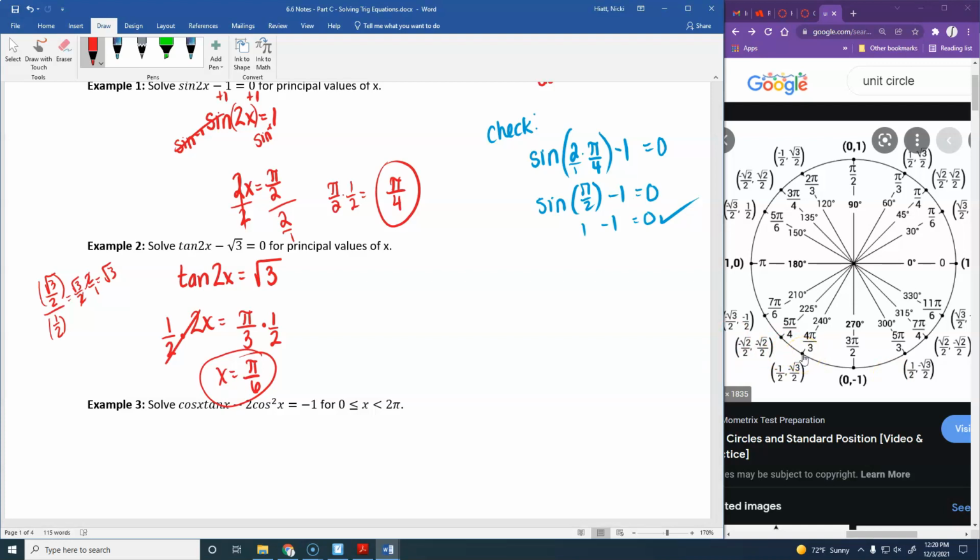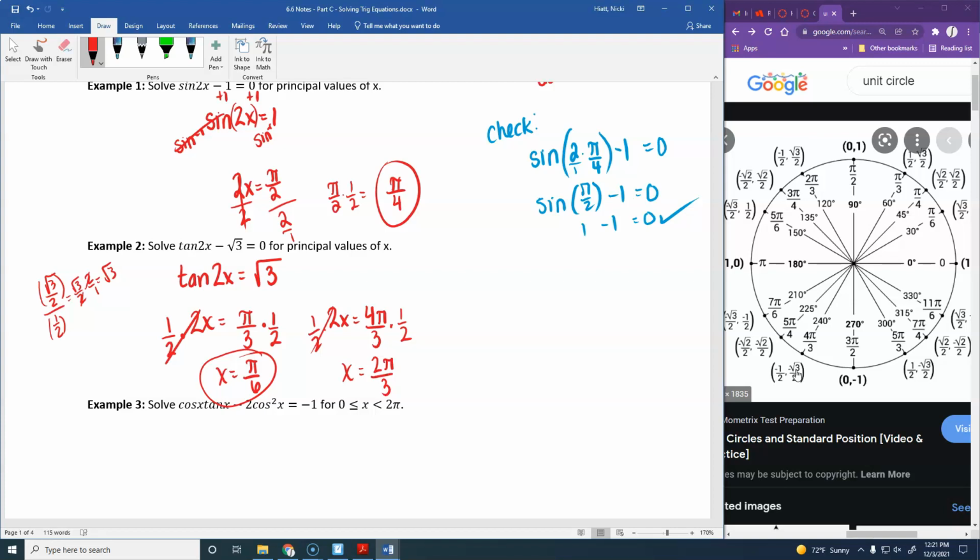Right, so at 4 pi over 3, I would be doing negative square root of 3 over 2 over negative 1/2. Negative over negative would give me positive. I would still get square root of 3 right here. All right. So if I had 2x equals 4 pi over 3, that is not a principal value. But if I multiply both sides by 1/2, I need to check to see if it is a principal value. You get 4 pi over 6, which is 2 pi over 3.